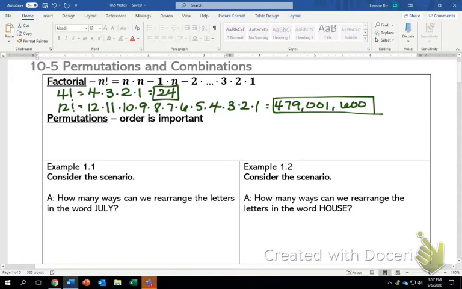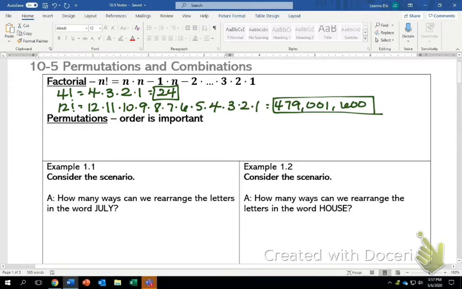Anyway, so the next piece is our permutation. So the whole purpose of knowing what a factorial is so that we can actually use it in our permutations. So permutations are where order is important, okay? This can be anything, okay? Just make sure order is important.